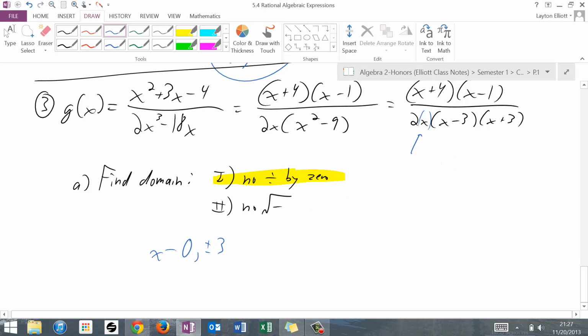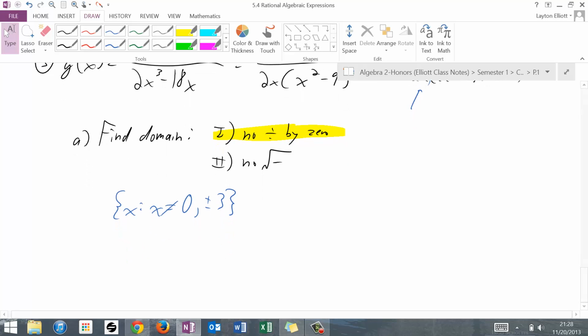So what I'm going to say is x cannot be equal to those. And I'm going to say all x such that x cannot be equal to those. And put that in set notation. And that's my domain. I'll put a little d in front to indicate that that's domain.